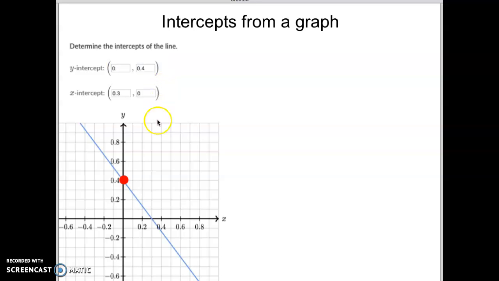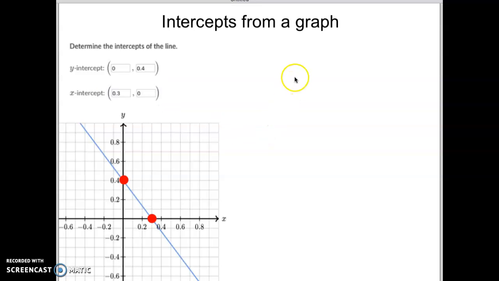Okay, the x-intercept is where this crosses on the x-axis. So if we look at our x-axis, where does the blue line cross here? You might notice it crosses right there. Now the x-coordinate for that is over 0.1, 0.2, 0.3, so 0.3, so you can see that's what I plugged in there for it. And the y-coordinate right here, it doesn't go up or down, so the y-coordinate is 0. That's all there is to it.